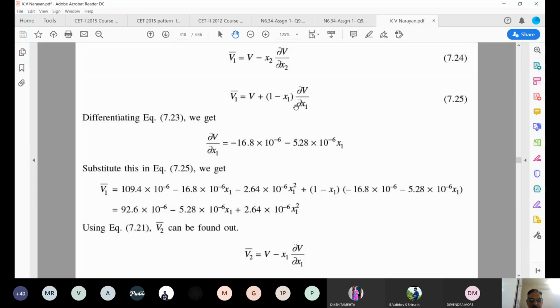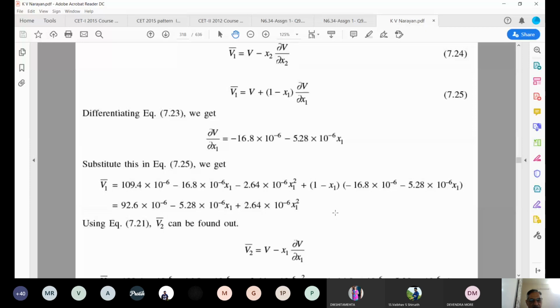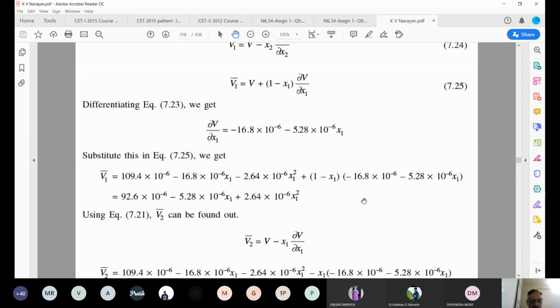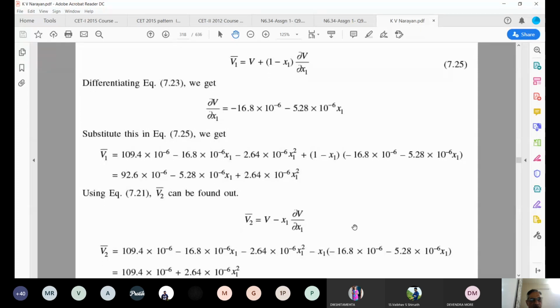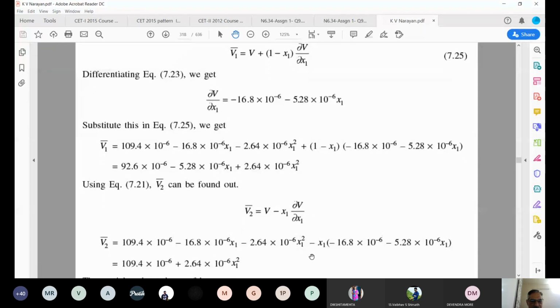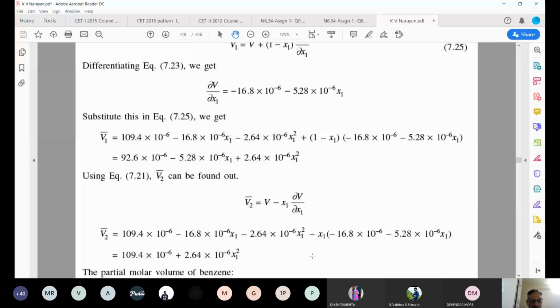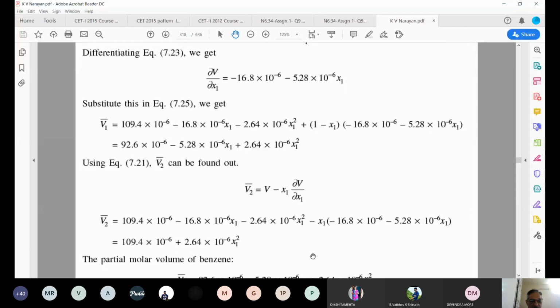So now what we do is we have to find this derivative. So double v by double x1 from this equation, if you derive, we get this equation in terms of x1. Simple differential, right? And substitute into 7.25, you get this equation for v1 bar. So this is the derivation, the equation for v1 bar will come, right? And the equation for v2 bar we derived, v2 bar is equal to v minus x1 double v by double x1. Again, we substitute for double v by double x1 in this equation and you get v2 bar. It is simple differentiation, putting into the equation.